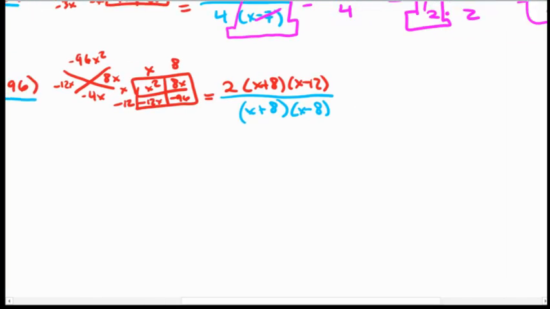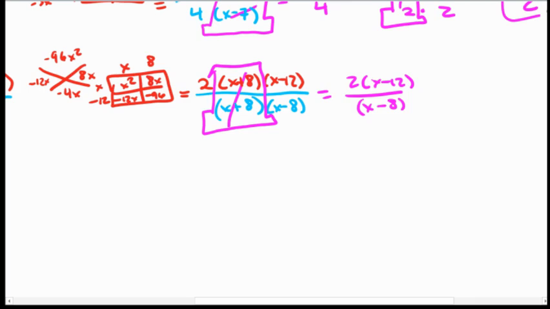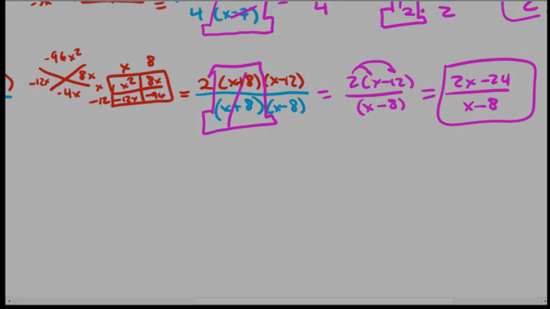And so once we get to this part here, after we have factored, we go ahead and see if there's anything that cancels or creates this giant 1. x plus 8 divided by itself is just 1, which gives us 2 times x minus 12 over x minus 8. There's nothing else that cancels, so when I finish this off, I'm going to distribute this back in to get my answer in standard form. So 2x minus 24 over x minus 8 is our final answer for this one.